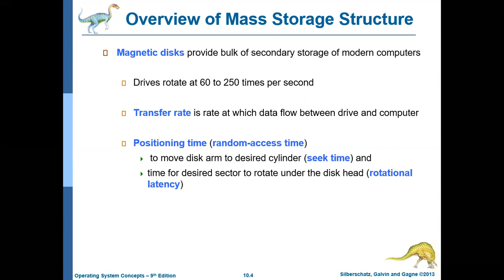And rotational latency is the time required to move the desired sector under the head. So seek time is the time required to move the disk arm to a particular cylinder, and the rotational latency is the time required for the desired sector to rotate under the head.